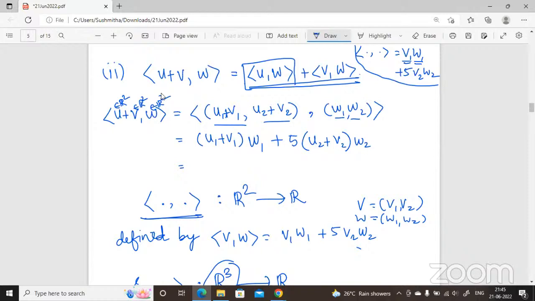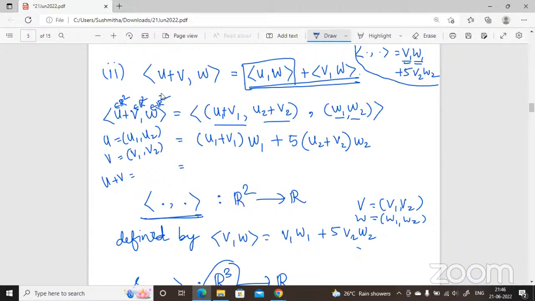Vector elements of U are U1, U2, and vector elements in V are V1, V2. So what is W? It is U plus V, which is (U1 plus V1, U2 plus V2). So this is correct, right?